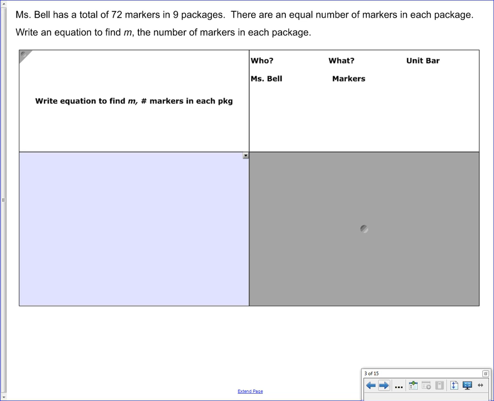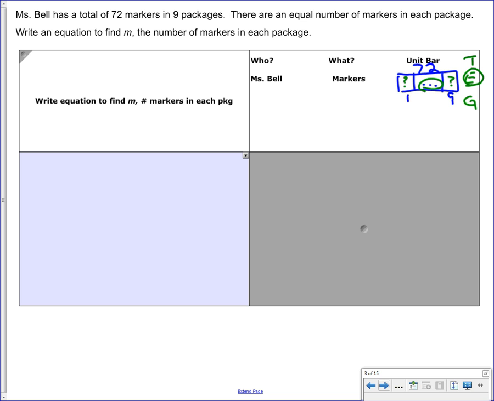Let's go ahead and fill in our detail section. So we know that Ms. Bell has some markers. In fact, there's 72 markers. So let's go ahead and draw that part out. There's 72 markers, and there's 9 packages. These dots right here represent that it's going on and on and on, forever and ever. The same thing repeating over and over again. So 1 through 9. And so what we're looking for is how many are in each of those packages. So we've got total, each, groups, and what we're looking for is our each.